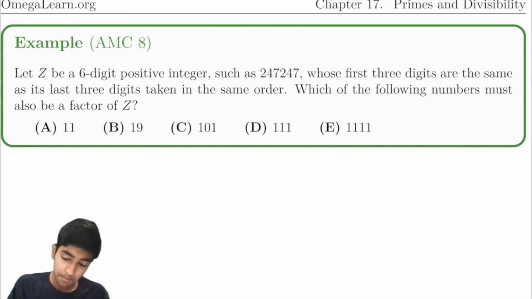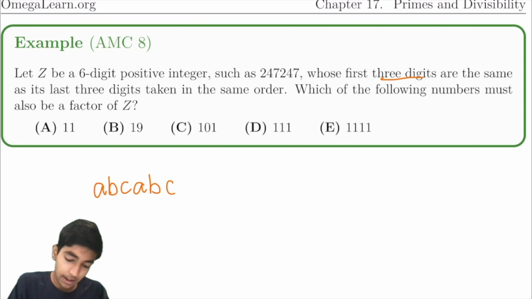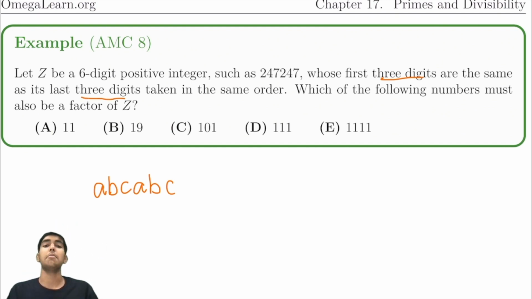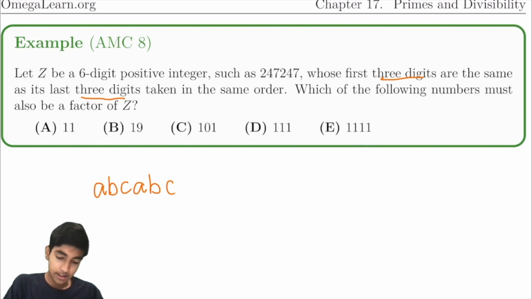Interesting. So basically, our numbers are of the form ABC, ABC. Right? The first three digits are the same as the last three digits taken in the same order. ABC, ABC. But then how do we know which of these numbers it will be divisible by? The clue here is we can break this apart.